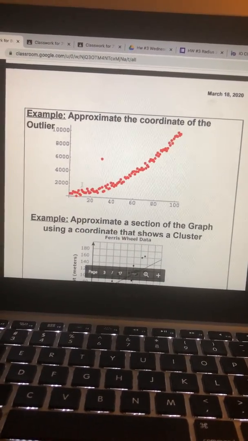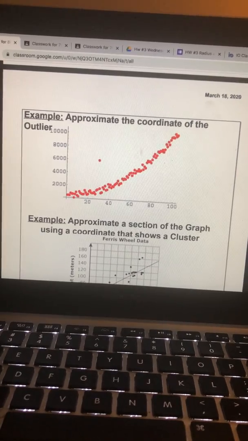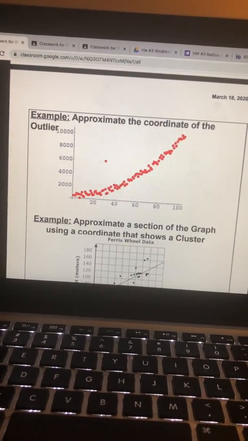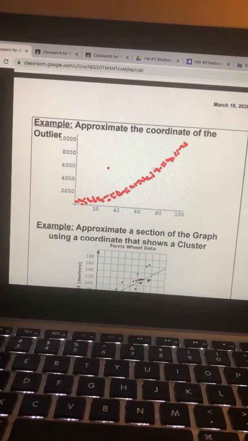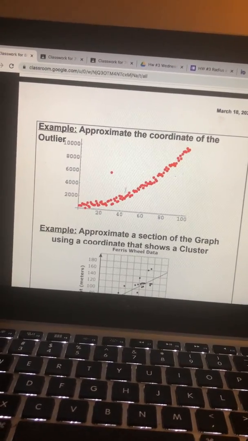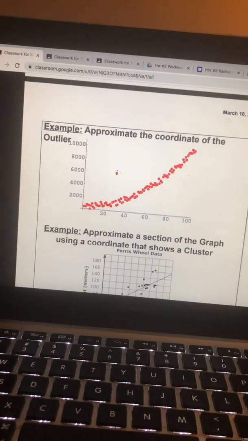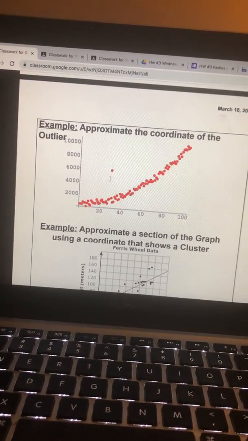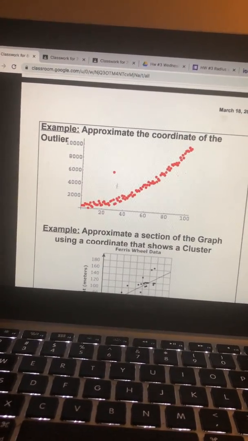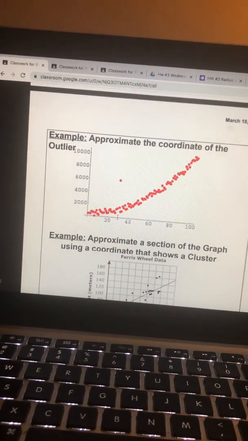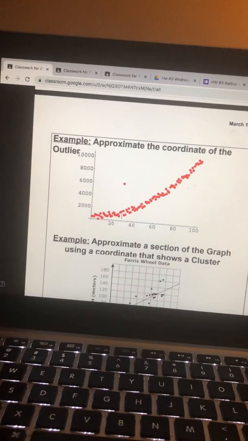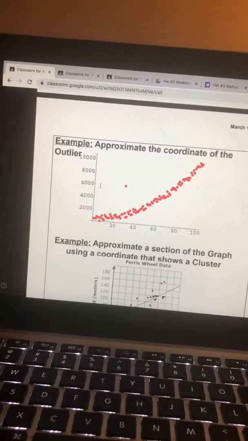If you notice, this is showing a positive correlation. Some of you are already understanding that this would also be a strong positive correlation because the points are very close to each other. And then right here would be our outlier, and you would just approximate what that coordinate is. So it's about, I don't know, maybe 24, no, maybe like 36,000.